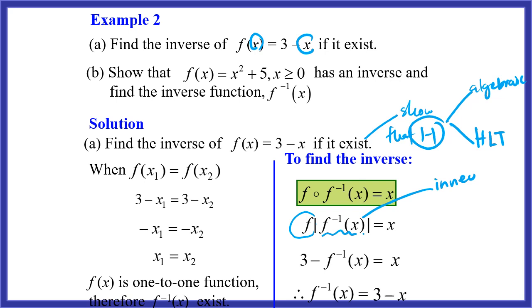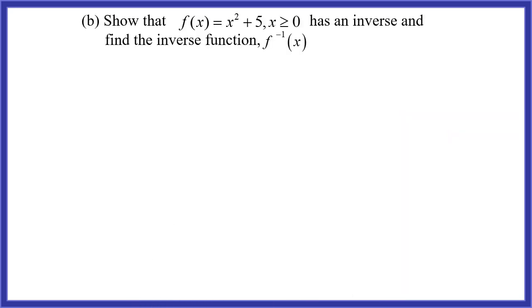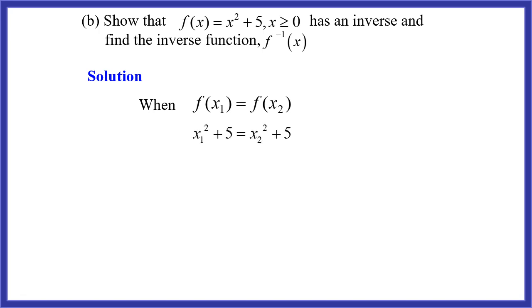For question B, show that f of x equal to x squared plus 5 for x more than or equal to 0 has an inverse. We want to show that it has an inverse. We can use either the algebraic or graphical method. You can choose either one if it's not stated in the question. If you want to use the algebraic method, f of x1 equal to f of x2, we have x1 squared plus 5 equal to x2 squared plus 5.